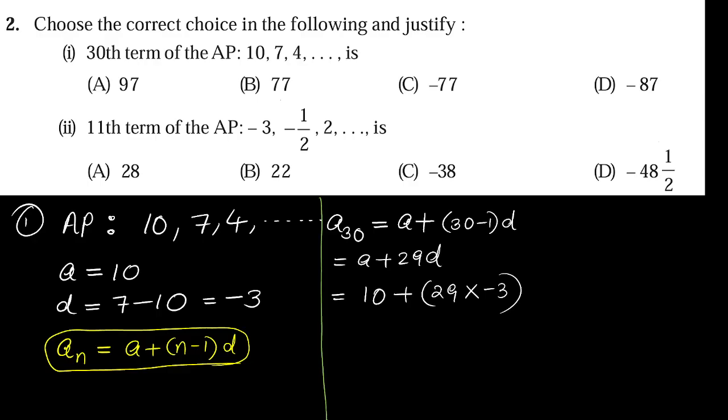Understood. So you have to be careful when you do the addition and subtraction. 29 into 3 will be what? Let me multiply. 29 into 3 is 87, so minus 87. I don't want to discuss the addition and subtraction. You will get minus 77. So the answer is minus 77. Option C is the correct answer.